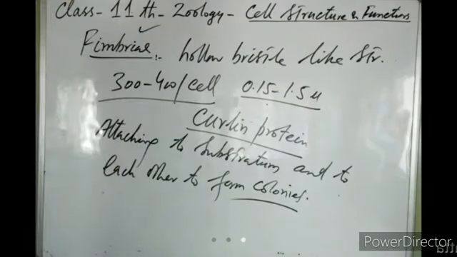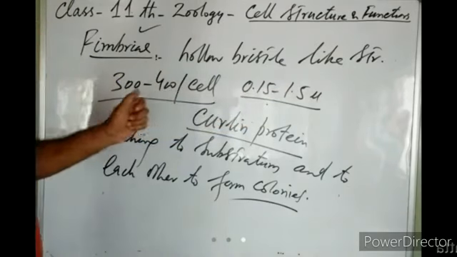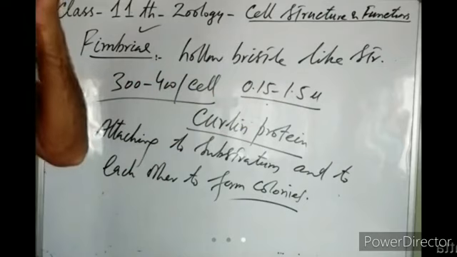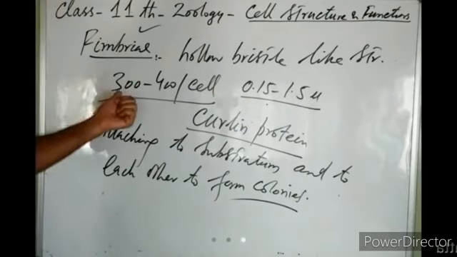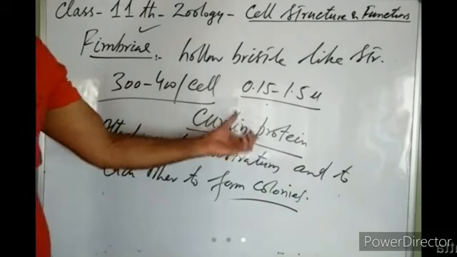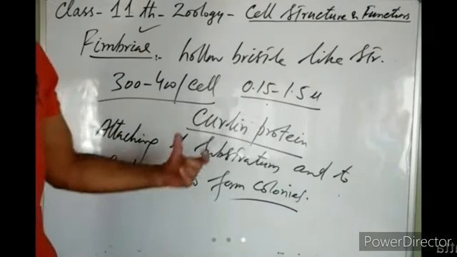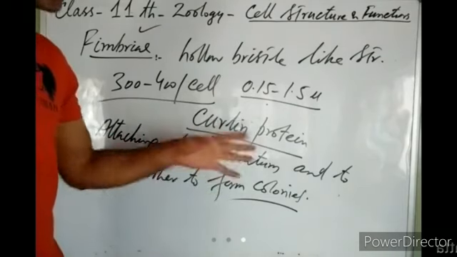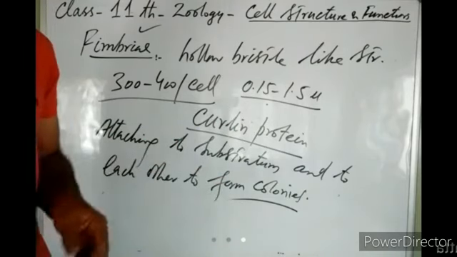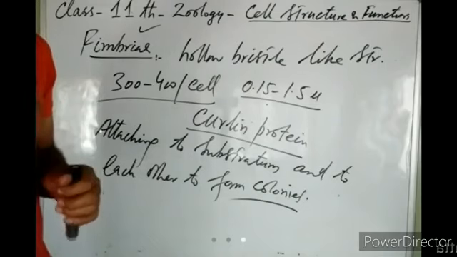So these fimbriae are hollow bristle-like structures, 0.15 to 1.5 microns in length. The number of fimbriae per cell is large, 300 to 400 per cell. They are formed of a protein known as curlin protein. And the main function of these fimbriae is to help the bacteria attach to the substratum and form colonies. So that is all about the structure of the prokaryotic cell, right?